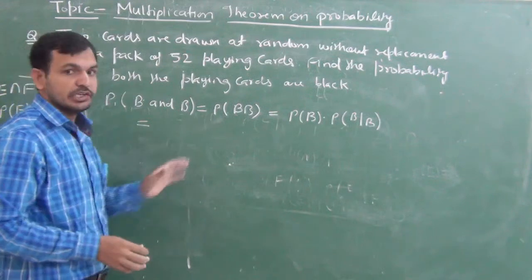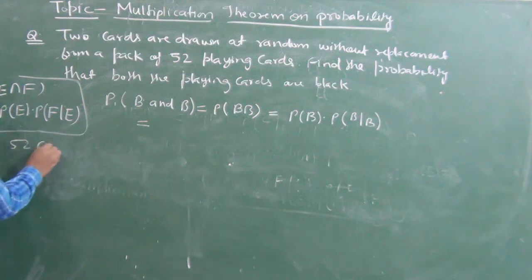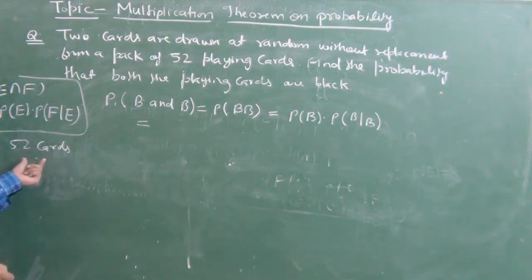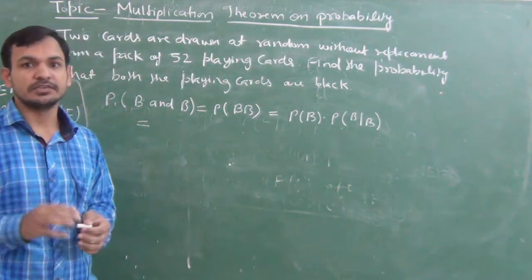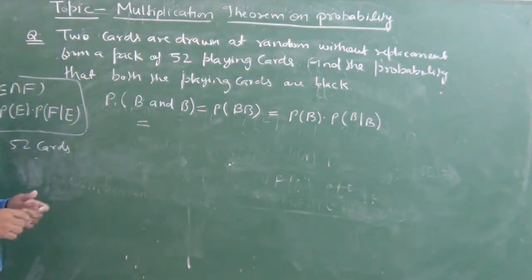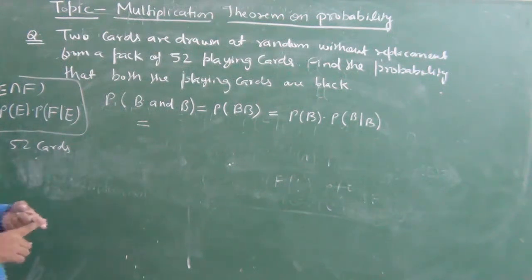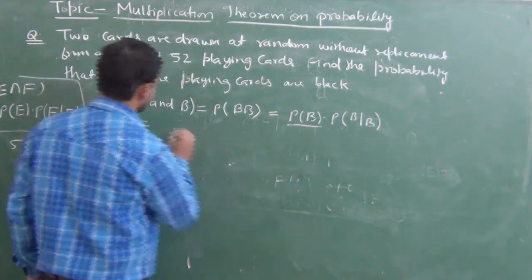Now initially we have 52 cards, and we have taken out a card out of these 52 cards. Then the probability that the card that we have taken out is black will be, in total out of 52 cards we have 26 black cards. So the number of favorable cases will be 26, and total number of cards in the pack are 52. So the probability of taking a black card out of 52 playing cards will be 26 by 52.